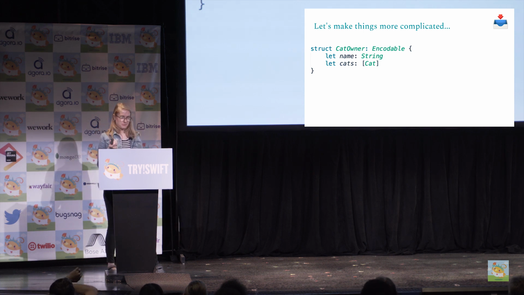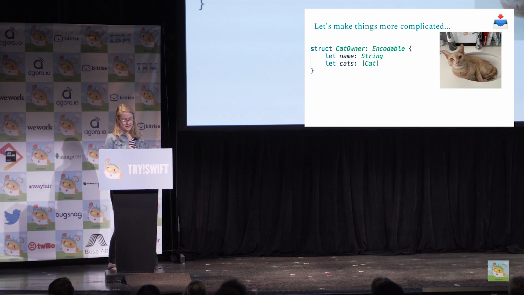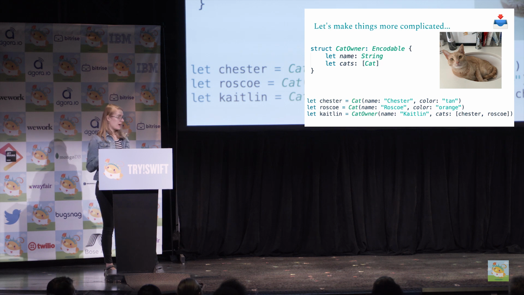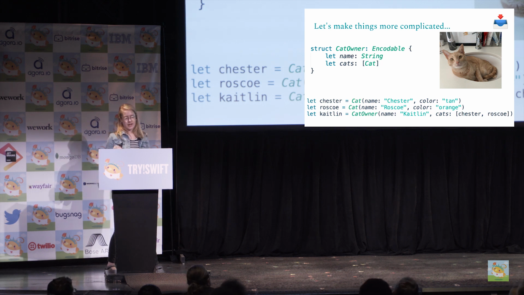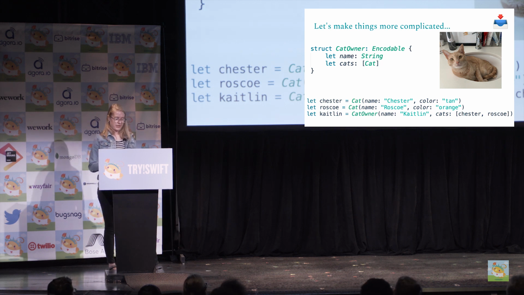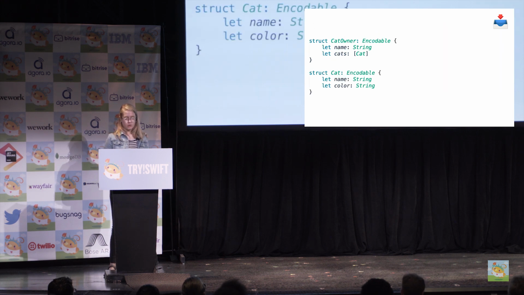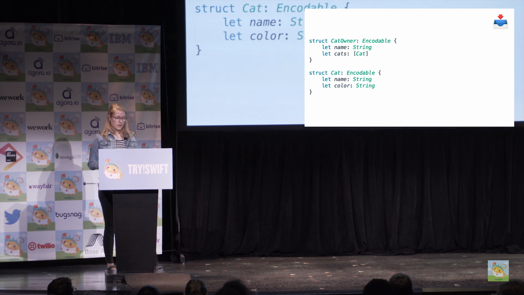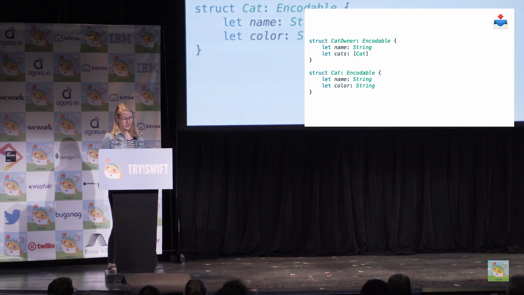As was mentioned in the introduction, I actually have 2 cats. So this is my second cat, Chester. So let's make cats for both Chester and Roscoe and create a cat owner, Kaitlin, who stores those 2 cats. If we wanted to make cat owner encodable, it would be pretty trivial, because cat conforms to encodable already, as we know. And then cat owner has these 2 properties.